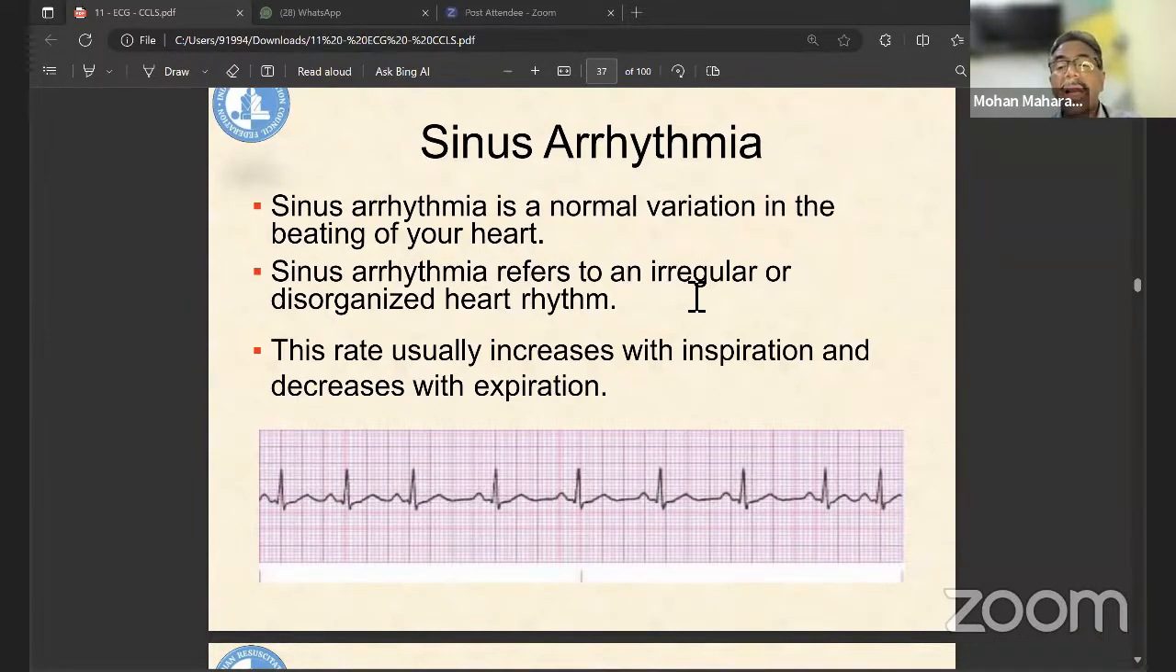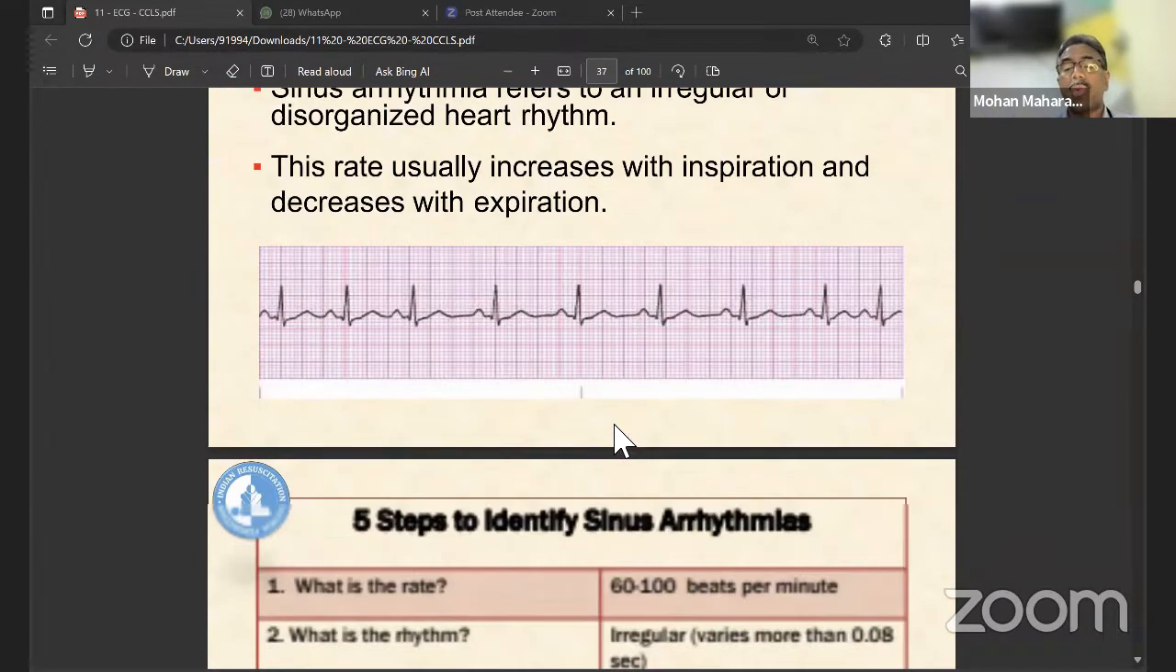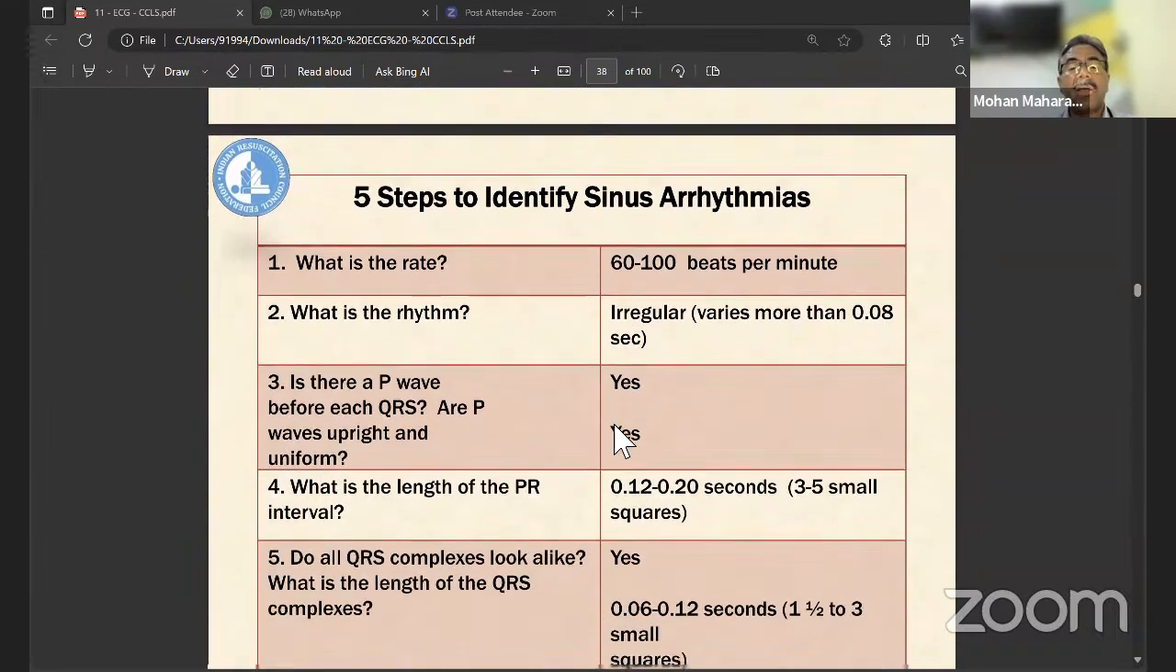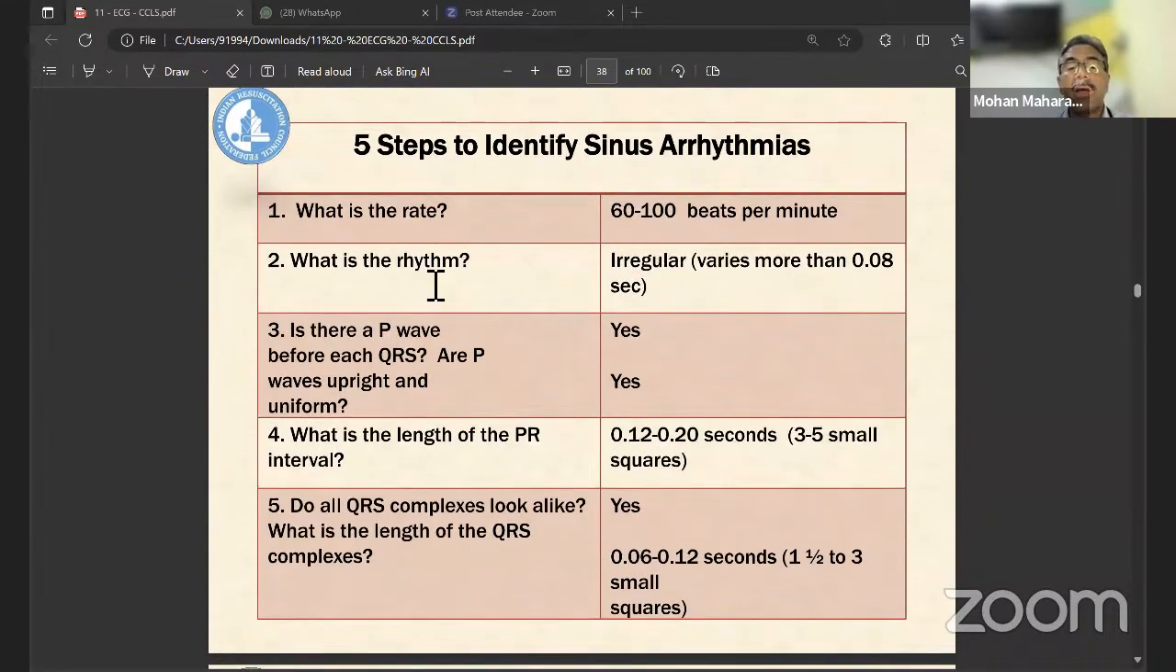It refers to irregular or disorganized heart rhythm. The rate usually increases with inspiration and decreases with expiration. If there is more than a 10% difference, you should be more worried. Here, the rate is not changed, but the rhythm is irregular. Again, it varies more than 0.08, which should not be, as we discussed previously.